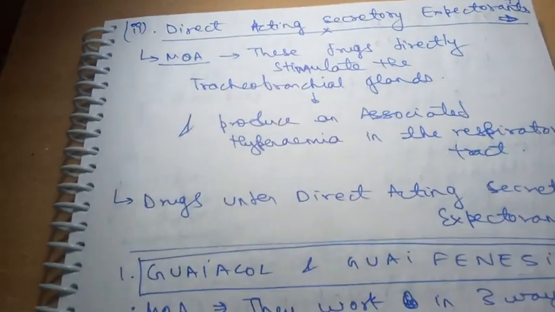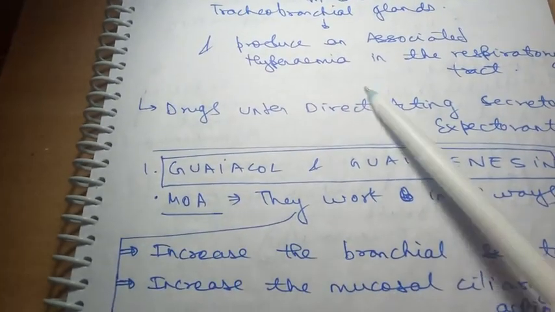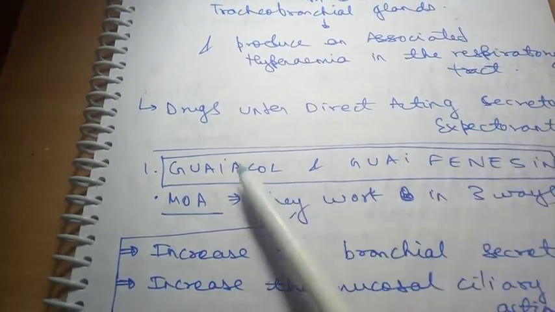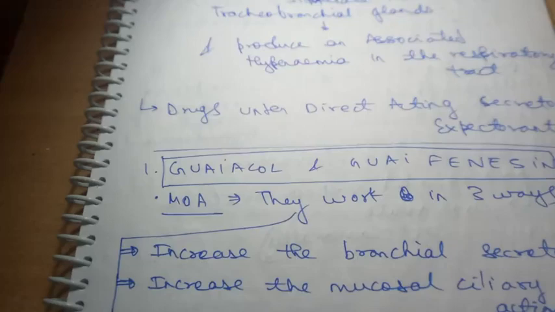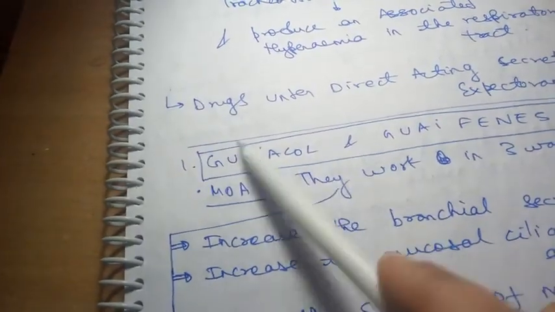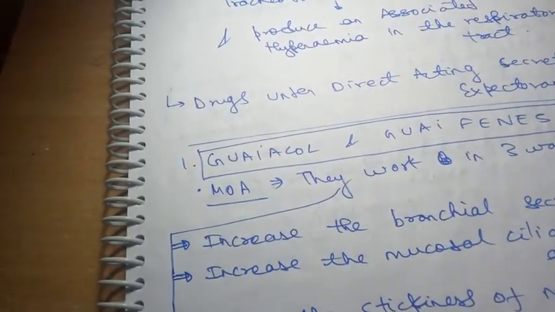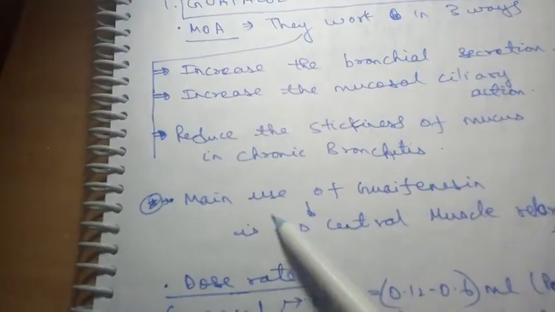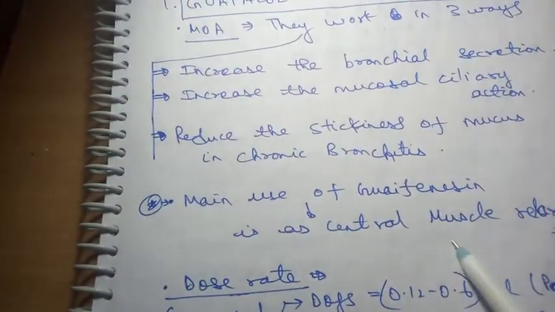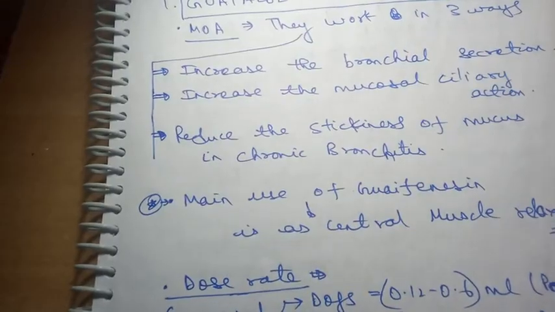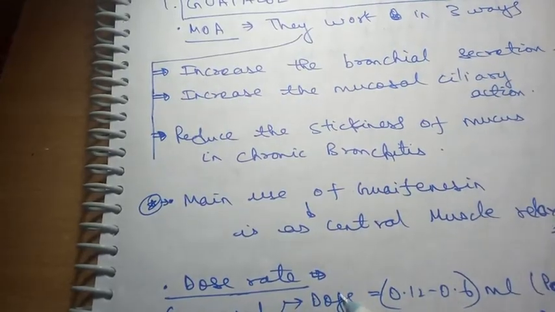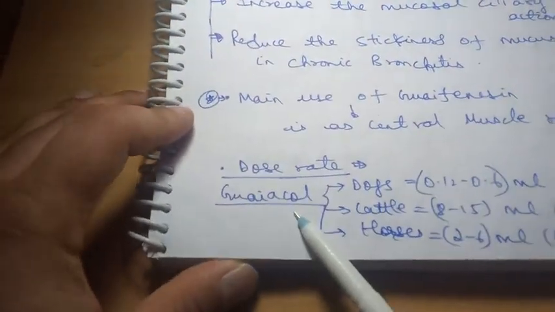Now we'll move on to the drugs under direct acting secretory expectorant. First is guaiacol and guaifenesin. The first point you need to understand is that we are talking about guaiacol specifically, not guaifenesin. The main use of guaifenesin is as a central muscle relaxant, so we will not be talking about guaifenesin specifically. The dose rate here is written for guaiacol.